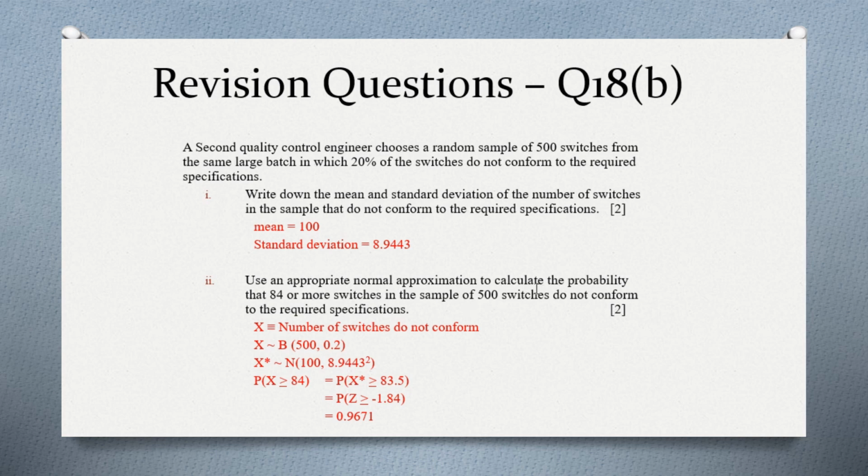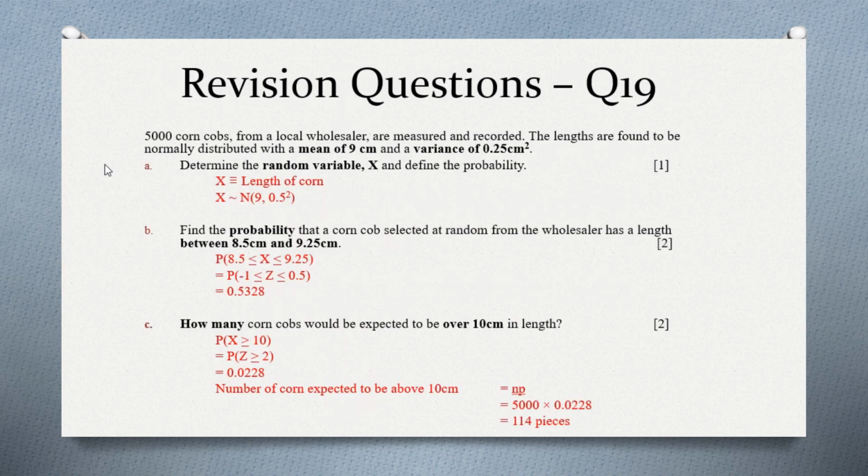Here you have an N of 500. Your P, 0.2, is given to you in the question. You will have to use normal to answer this question. 84 or more, you do your continuity correction. Why? Because it was initially binomial, and now you're going to use normal approximation to answer the question.